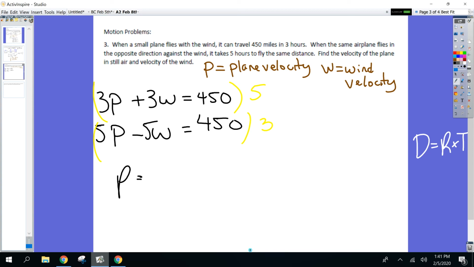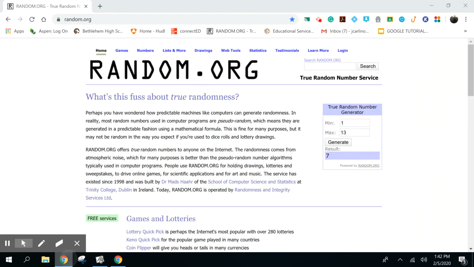Plane's velocity is 120. 120. And people always get confused about the units. Well, what was the distance in? Miles, and then what was the time? Hour. So we go miles per hour. Yep. There's the plane. How about the wind velocity? Here you go. 5 wind velocity.